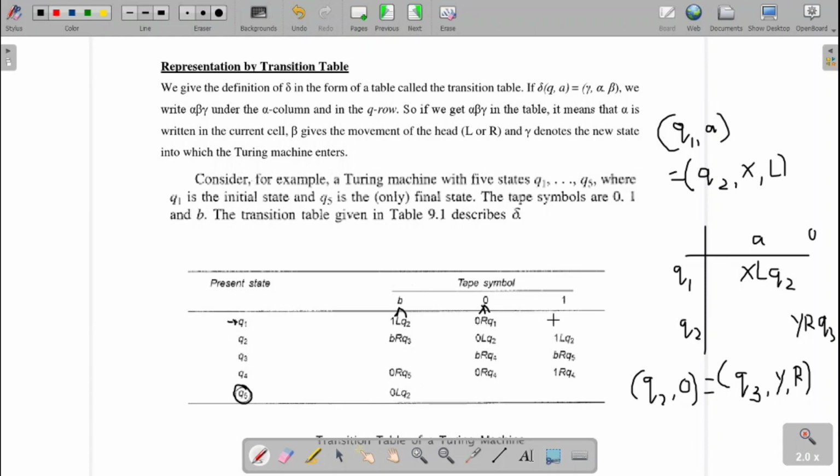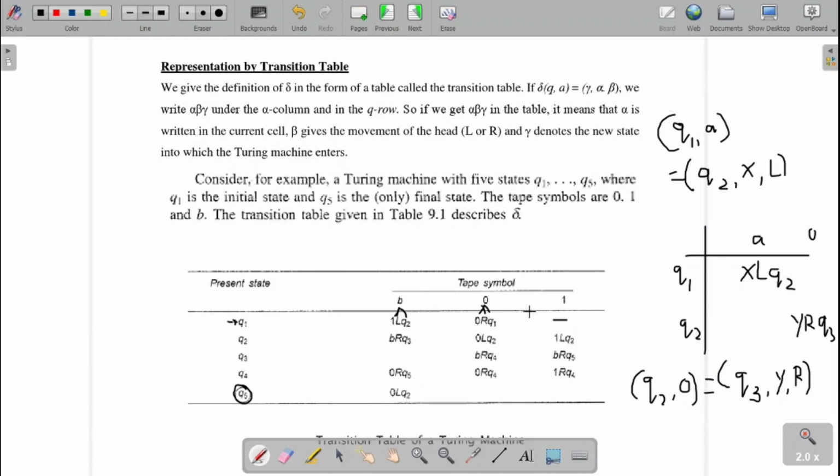Q1 on 1, no transition defined. It means I can't get 1 when I am in the state Q1. If I get that, it's a dead state, as we learnt in our finite state machine. We can't reach our final state. It's in a dead state. So this is how we represent the Turing machine using the transition table. The transition table for the Turing machine.